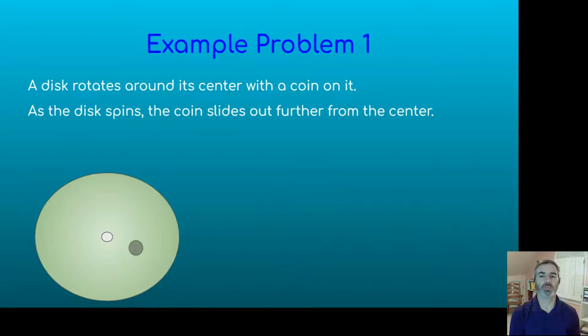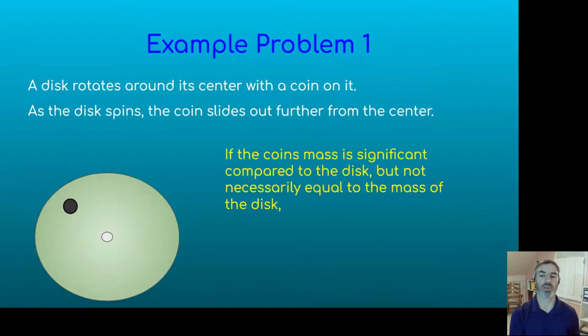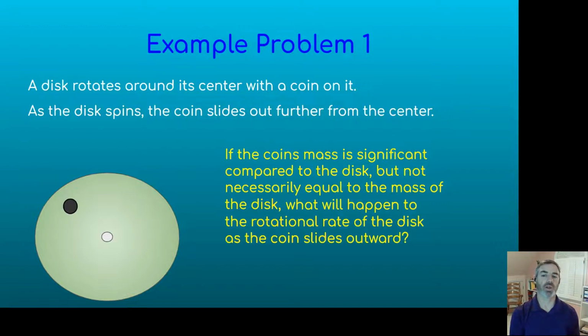Let's look at an example problem. A disc is rotating around the center with a coin on it, and as the disc spins, the coin slides further from the center. If the coin's mass is significant compared to the disc, but not necessarily equal, what's going to happen to the rotational rate of the disc as the coin slides outward?